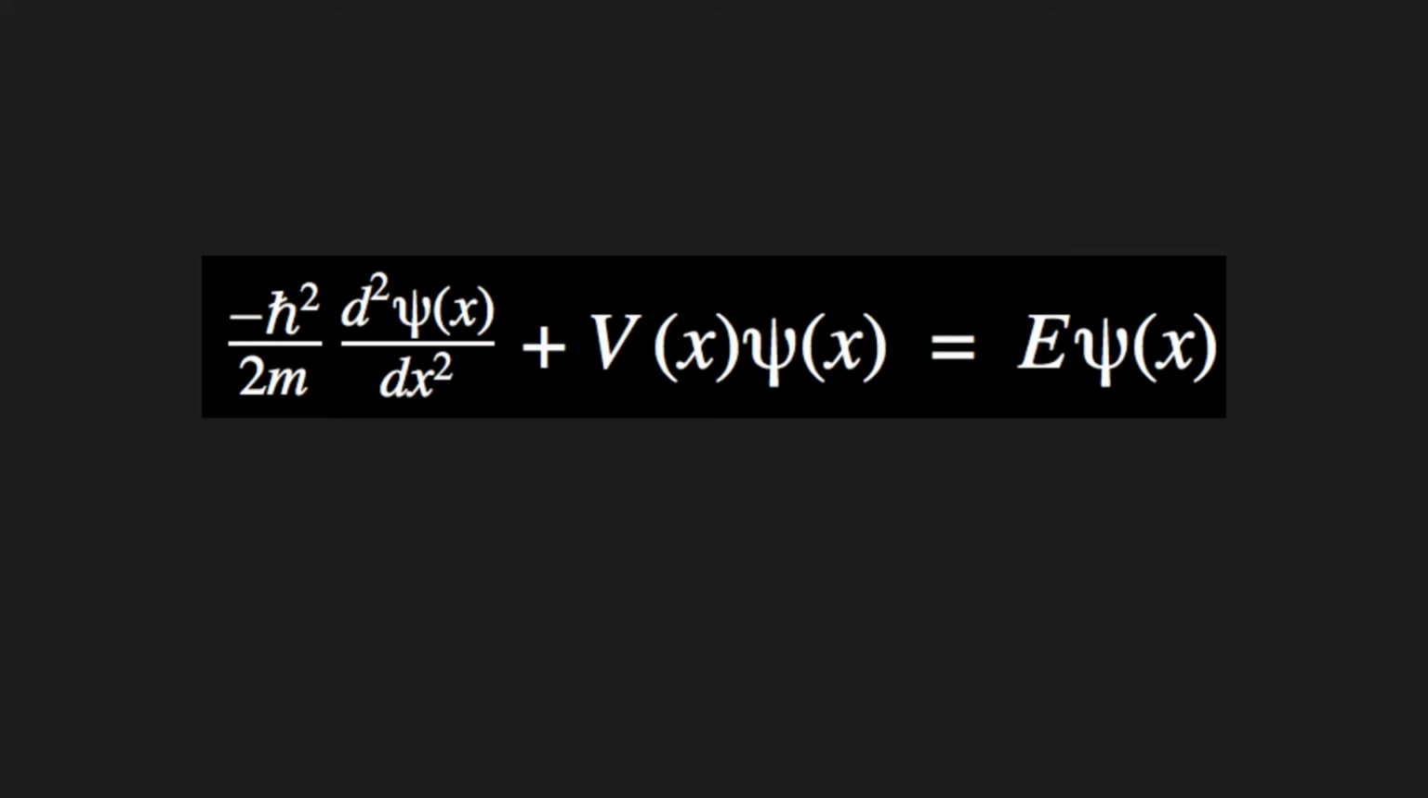So we can describe the wave function by using this equation here, the time-independent Schrödinger equation. The important terms to note here are psi, the wave function of the particle, E, the energy of the particle, and V, the potential that the particle is in.